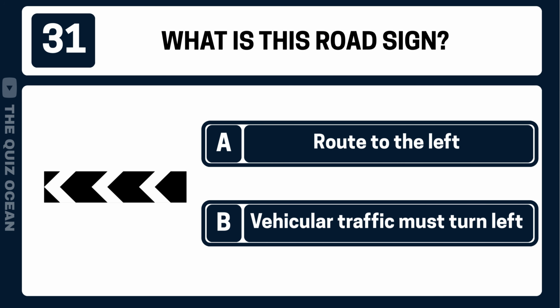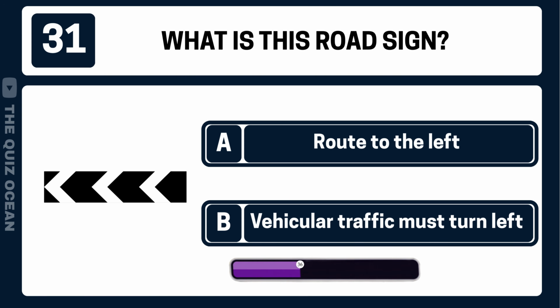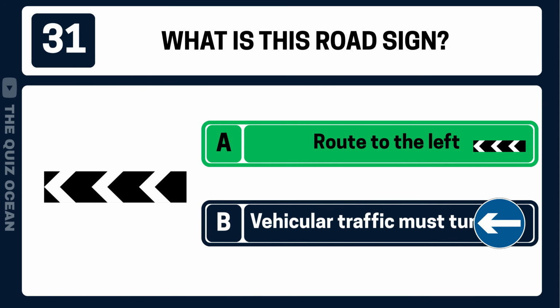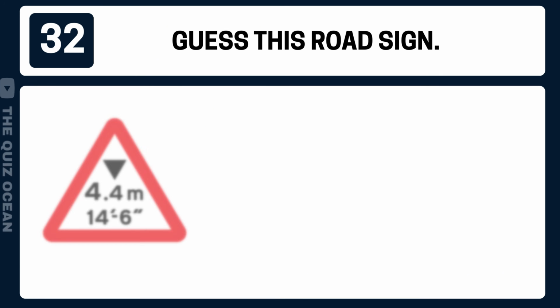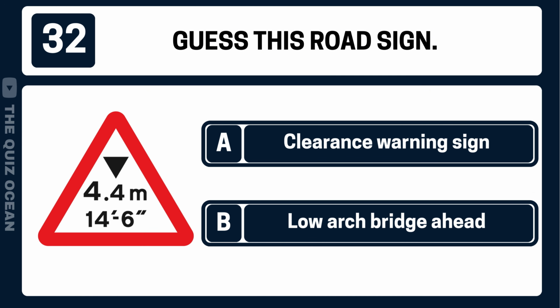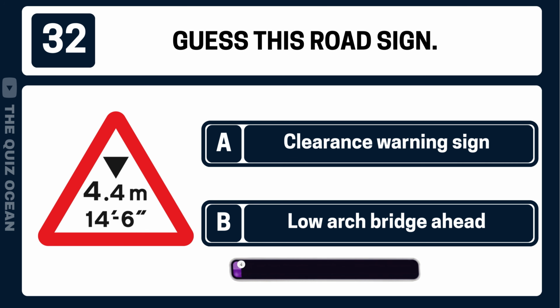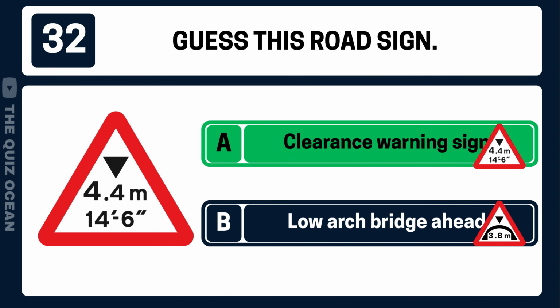What is this road sign? A. Route to the left. B. Vehicular traffic must turn left. Correct. This is the route to the left sign. Guess this road sign. A. Clearance warning sign. B. Low arch bridge ahead. Nicely done. This is the clearance warning sign.